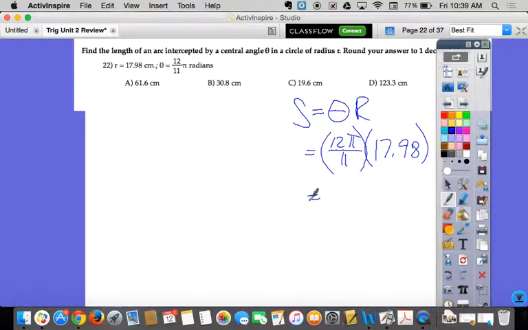Guys, it's just a matter of let's multiply. So take everything in your numerators and multiply. 12 pi times 17.98, hit enter, and then divide by 11, and you should get 61.6. That should be it. There you go.